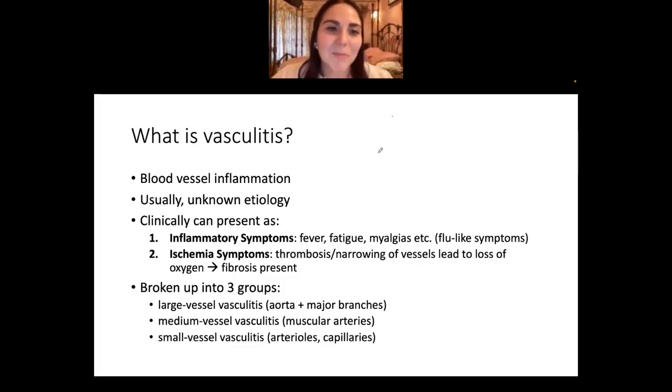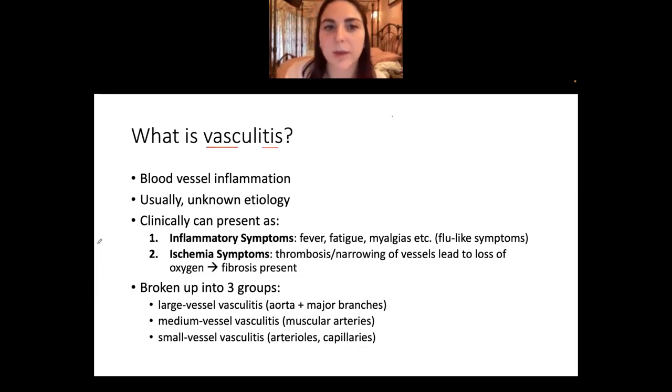But vasculitis in general, itis, inflammation of the vasculature, vasc. But usually with vasculitis, they don't know what causes it, just like most things in immunology. Clinically, I think of you have those inflammatory symptoms, those very non-specific signs and symptoms of inflammation, like fever, fatigue, myalgias, those flu-like symptoms. But a lot of the times what causes patients to come in or seek medical help is those symptoms of ischemia. Because a lot of the times with vasculitis the inflammation narrows the blood vessel, and then you lose oxygen.